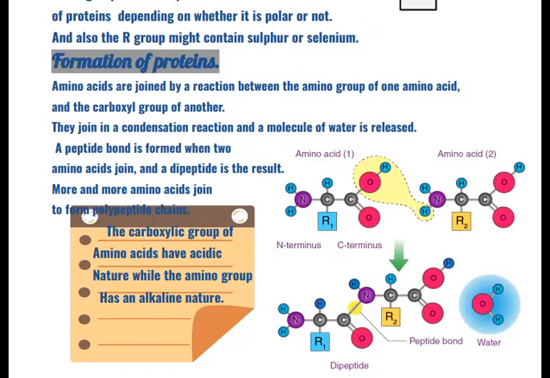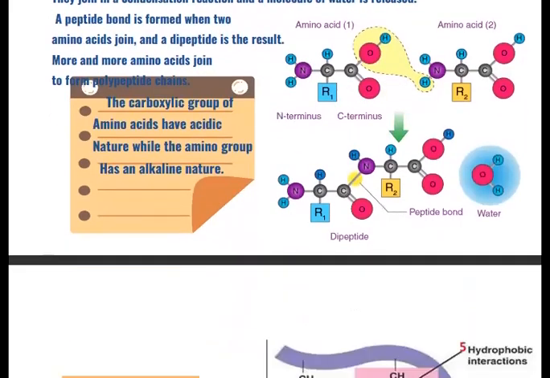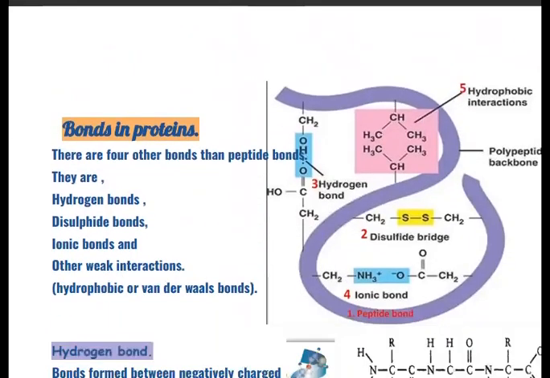The carboxylic group of amino acids has an acidic nature, while the amino group has an alkaline nature. Bonds in proteins. There are 4 other bonds than peptide bonds. They are hydrogen bonds, disulfide bonds, ionic bonds and other weak interactions: hydrophobic or van der Waals bonds.